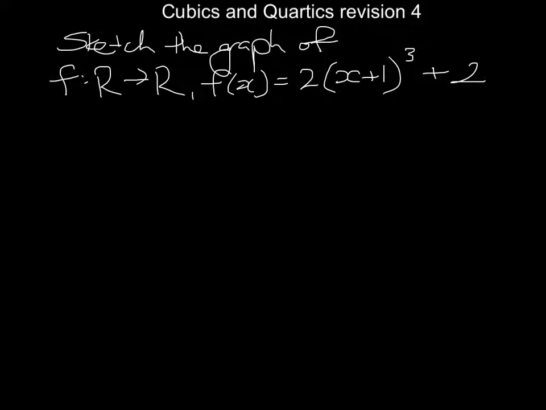Firstly, sketch the graph of R mapping onto R of 2 bracket x plus 1 cubed plus 2. So we have no restriction at all in our range or domain with that section there. Any real number will do. That's good. Now, what we need to do is compare this to a graph of y equals x cubed. A graph of y equals x cubed would look something like this, where we come up with a point of inflection through there.